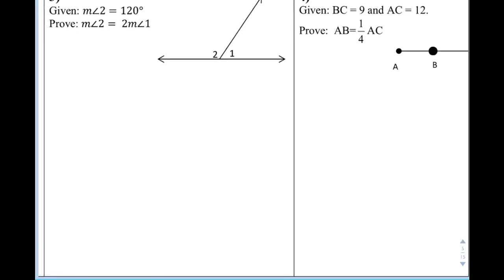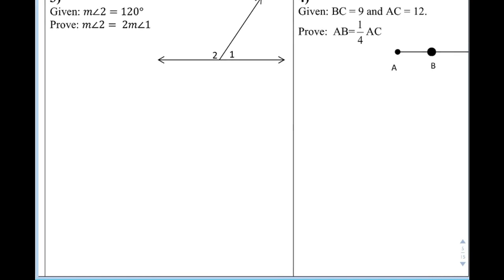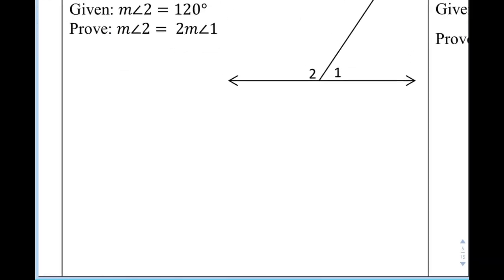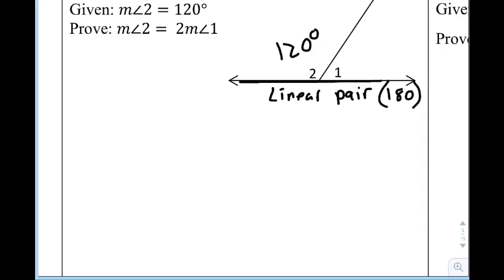Okay, number 3 starts to get a little bit more difficult. Now you're not given any statements or anything like that. You need to do all of this on your own. So here's what we're told. The measure of angle 2 is 120 degrees. So I'm looking at my picture and I say, okay, I've got 120 degrees right here. I also see that I've got a straight line. If you remember back to our first Learning Target 5 test, this is called a linear pair. Linear pairs add to 180 degrees. I'm just going to add that at the end here.